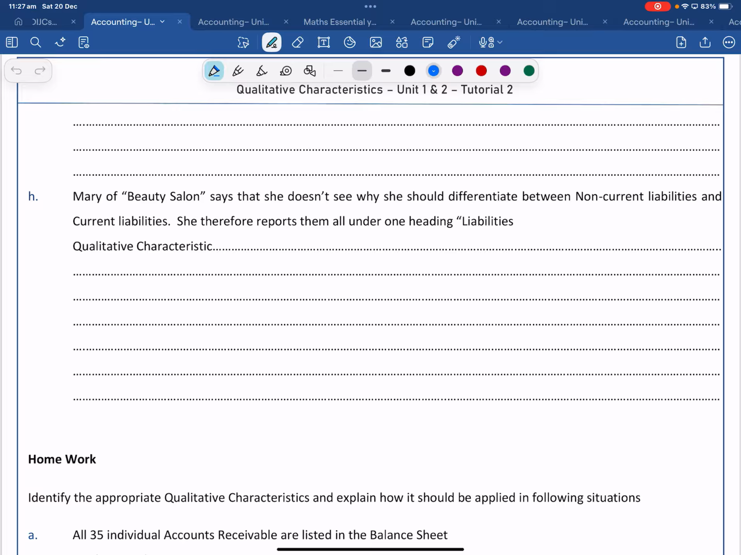Actually, the reason is I haven't covered this part, so you don't know what liabilities I have explained to you. Non-current means long-term liabilities. Current liabilities mean short-term. Right? So you have to. Why is that?